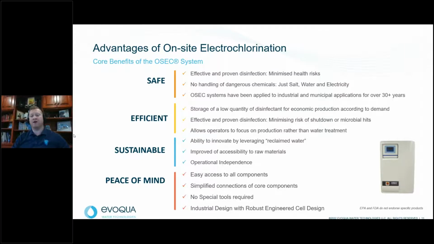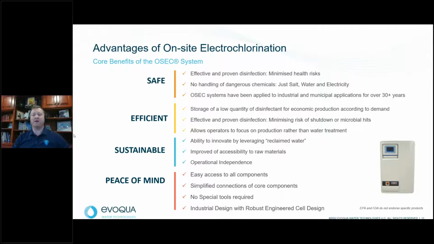It also can allow you to be more independent in your operations, giving you the ability to access innovative water sources and be more readily available to the raw materials necessary for this. So salt is easier to ship and easier to store for long periods. Fewer shipments required for salt than bulk chemicals, reducing the carbon footprint. With this, you can really start to gain operational independence with this type of sustainable solution.